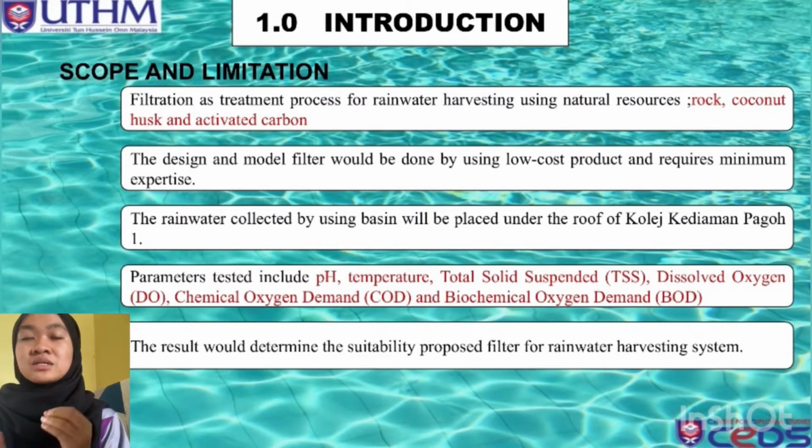The third one, a sample will be collected at College Kediaman Pago, and then we will only test five parameters, which are pH, total suspended solids, dissolved oxygen, chemical oxygen demand, and biochemical oxygen demand. On those tests, the result will determine the suitability of the filter for rainwater.